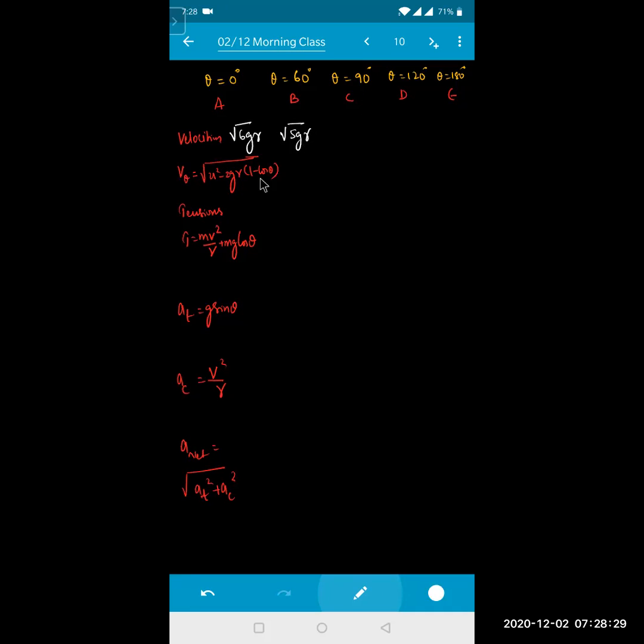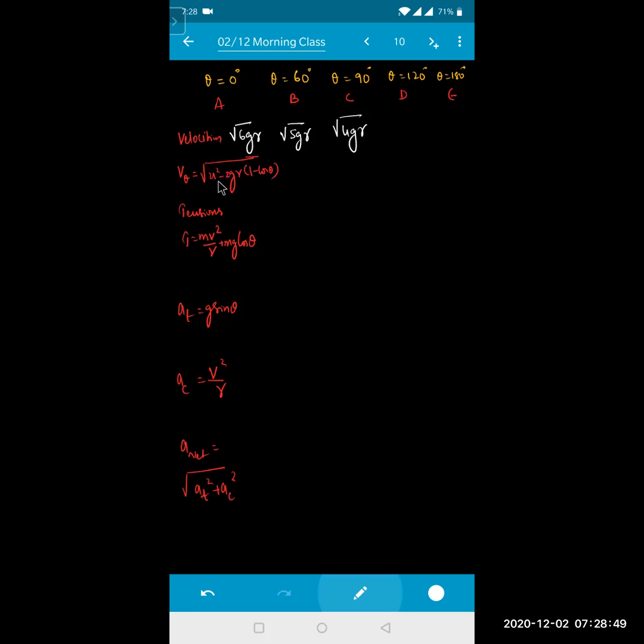Then cos 90. Cos 90 means this one is how much? 0. This is 0. Then 6 minus 2, 4. That means under root of 4g into r. Do you understand? And cos 120 is how much? Minus 1 by 2. Minus 1 by 2 means it will become 3 by 2.